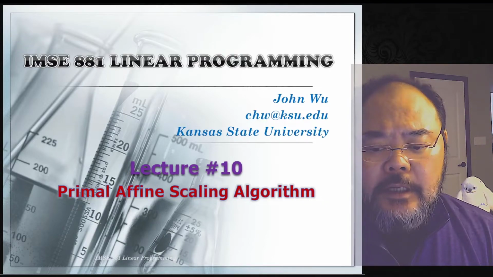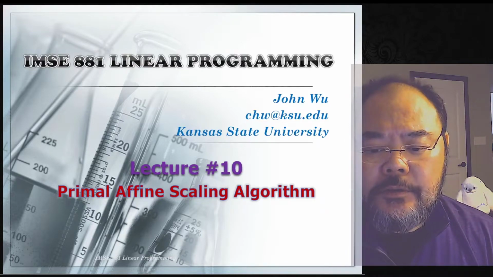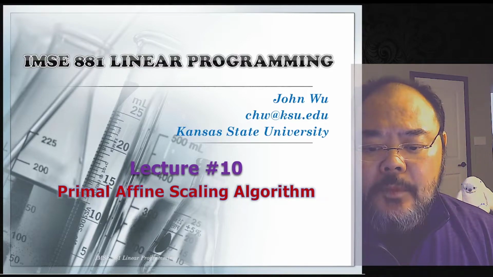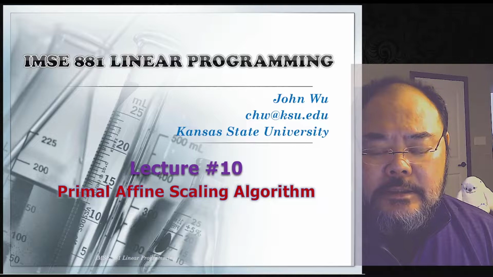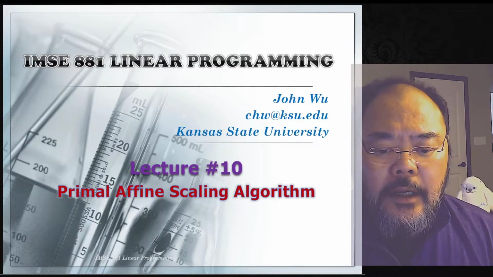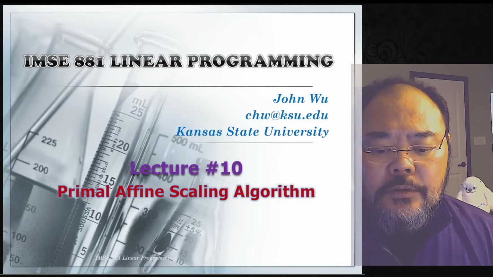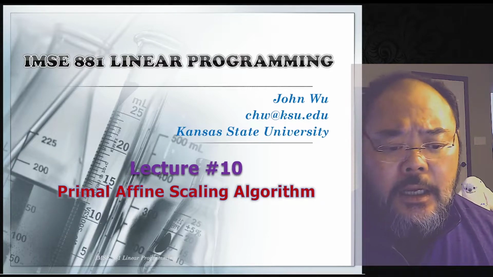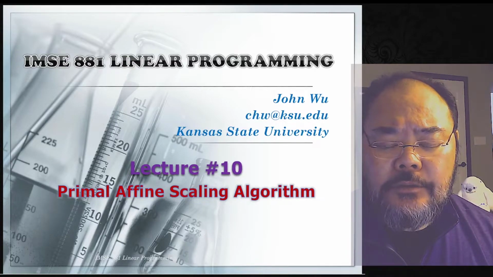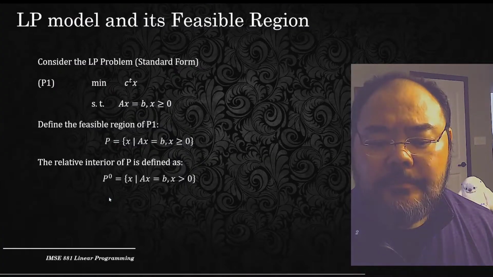Based on this concept, there are three categories of algorithm we're going to introduce this semester. The first algorithm is the primal affine scaling algorithm. The second one will be the dual affine scaling algorithm. And the third algorithm is called primal and dual affine scaling algorithm, which is frequently referred to as a path following algorithm. In this lecture 10, we're going to focus on talking about the primal affine scaling algorithm.